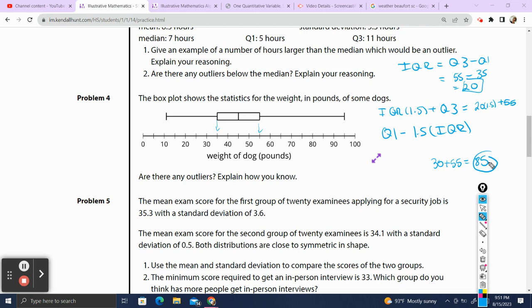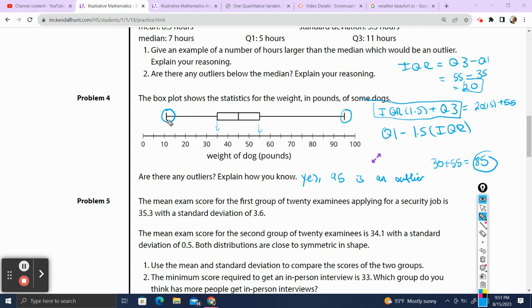The only value that we know exists in this data set is this one over here. The other only value we know that exists is over here. Because this is bigger than 85, we do know that yes, there is an outlier. 95 is an outlier. And that's because 95 is greater than 1.5 times the IQR plus Q3.